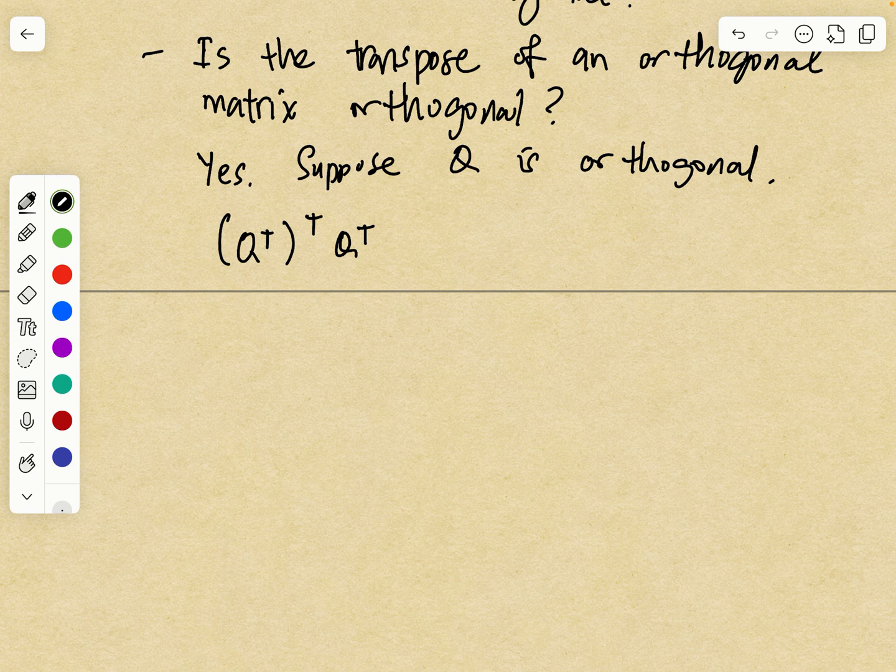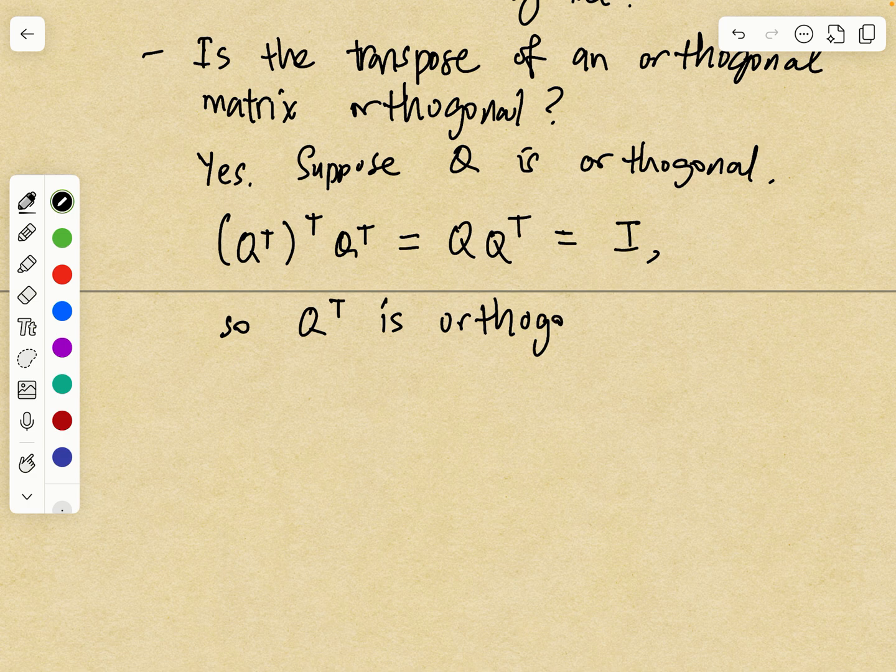Well, Q transpose transpose, what's that? I have this Q transpose transpose here. If I take the transpose of Q and then take the transpose of that, then I am left with Q. So this expression is Q transpose, which is the identity matrix. So Q transpose is orthogonal.